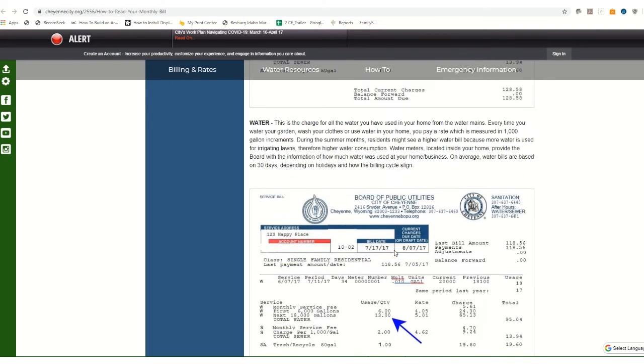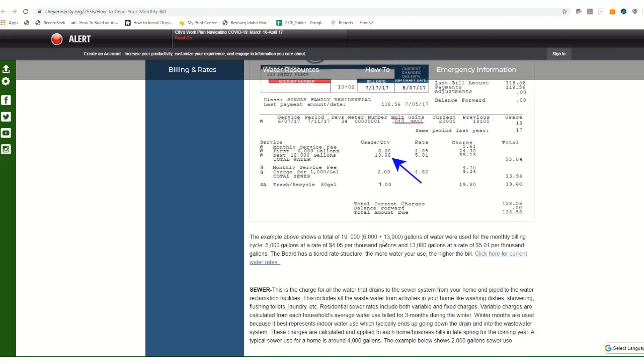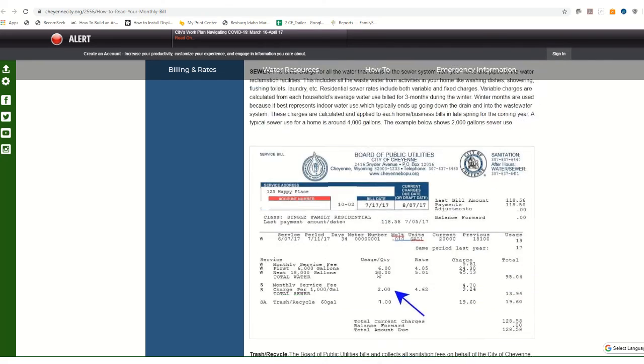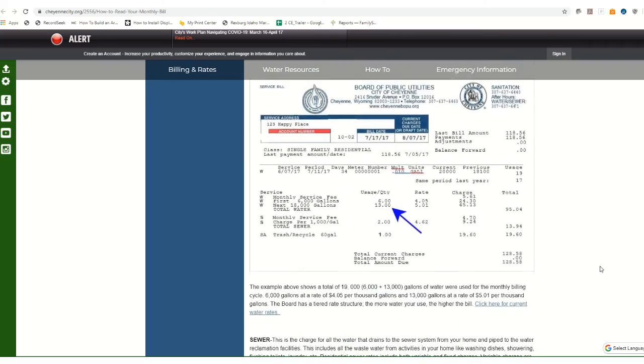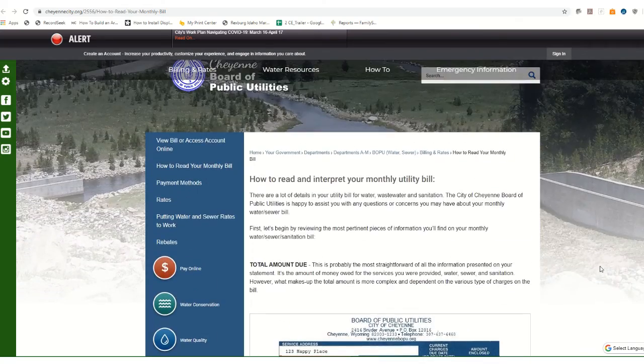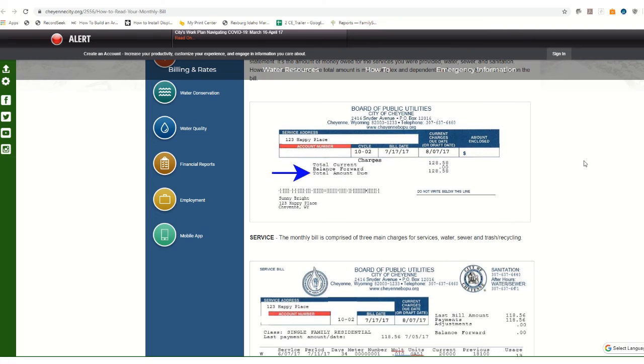So water, sewer, trash, and recycling. It does not show it on this bill, but it is important to know your account number associated with your bill, as well as the bill date and or the cycle.